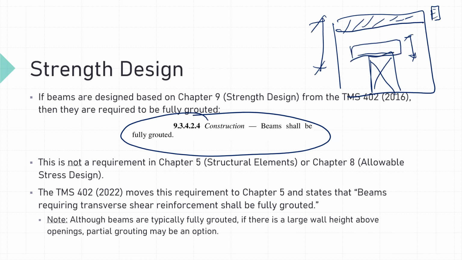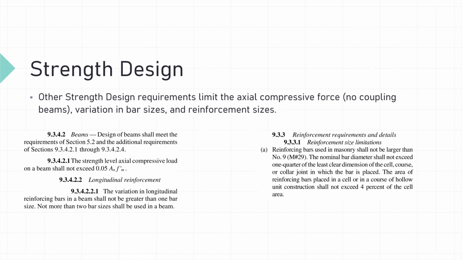And then we will just need to calculate our shear resistance for that partially grouted section above our opening. But we could currently, under our provisions, design a partially grouted lintel using our ASD provisions. And in the future, once our 2022 standard is published and adopted, we could design a partially grouted beam using either strength design or allowable stress design. So that is coming down the pipeline.